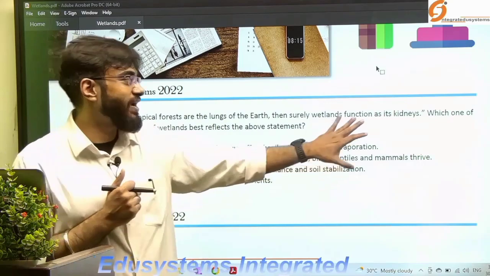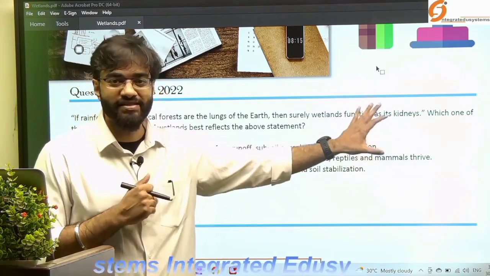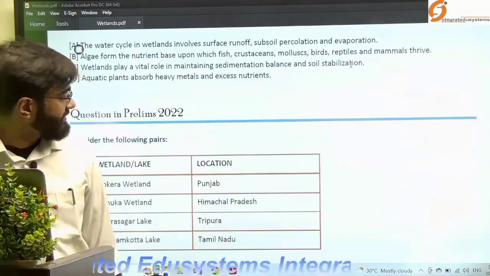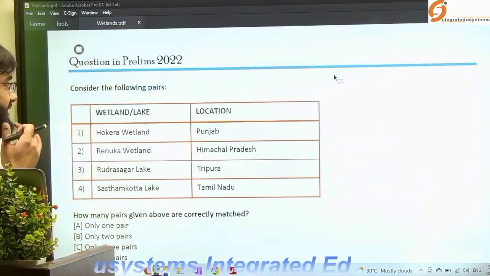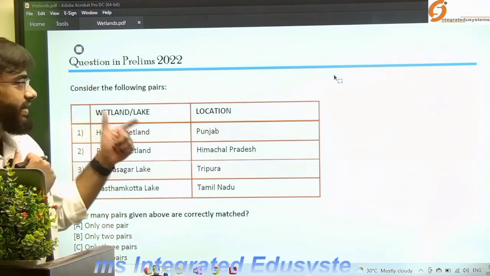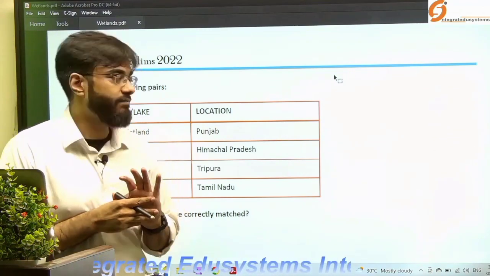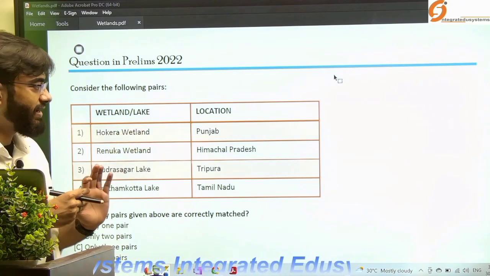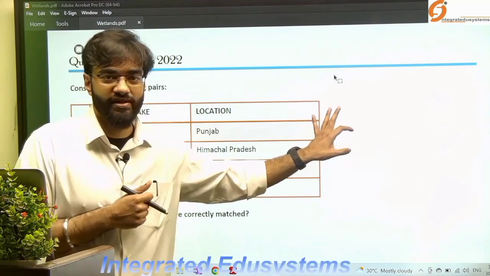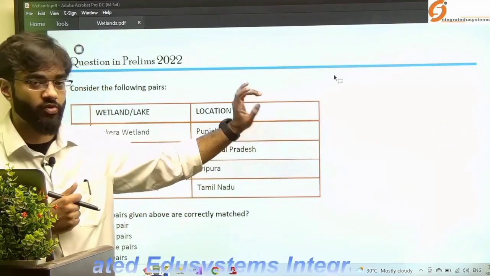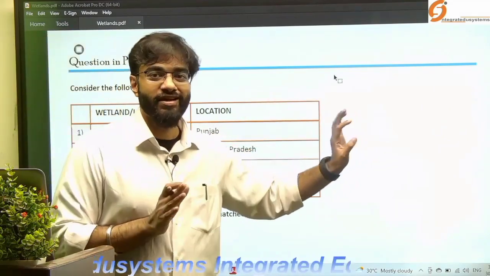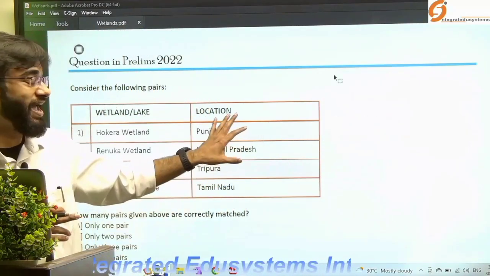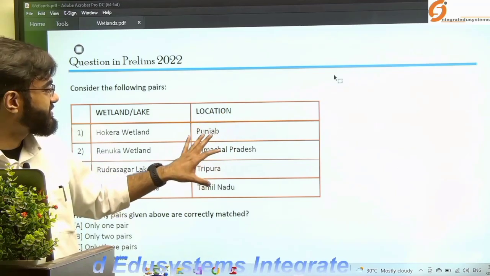This is why we say that we have to read NCERTs, whether it be science till 10th. Then this is another question that was there in the prelims. Currently, as I told you, 64 wetlands in India have been declared under the Ramsar Convention. I recently visited the Renuka wetland in Sirmaur district in Himachal Pradesh, and nowhere was there clear water; there was algae all around. So I don't know how conservation is taking place.